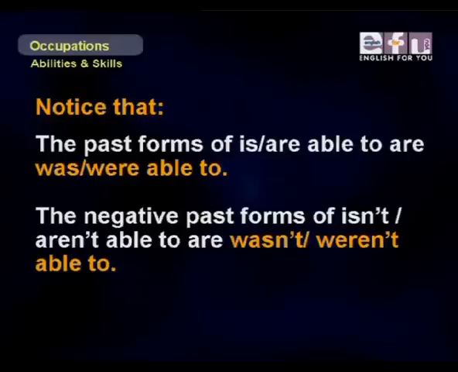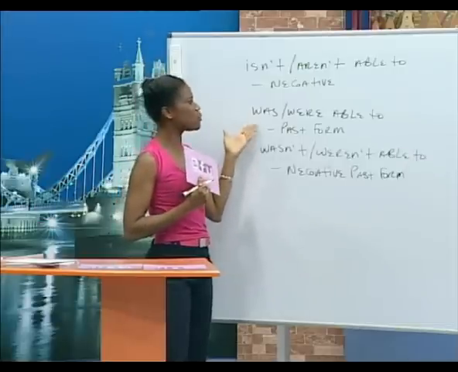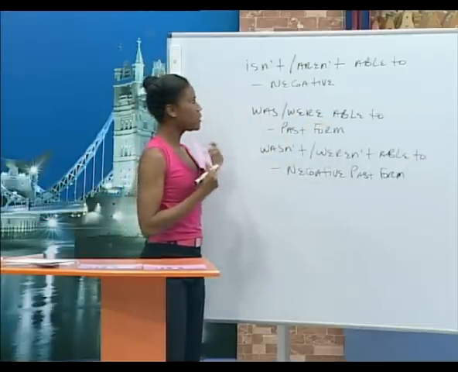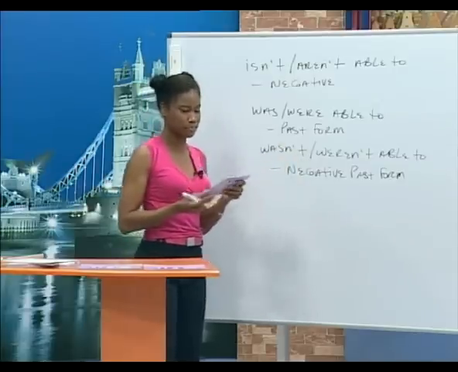Okay, now notice that the past forms of is and are able to are was or were able to. This is the past form in the positive. And the negative past forms are wasn't or weren't able to. Past form in the negative. The past forms of is and are able to is was and were able to. The past forms of isn't and aren't able to is wasn't and weren't able to.